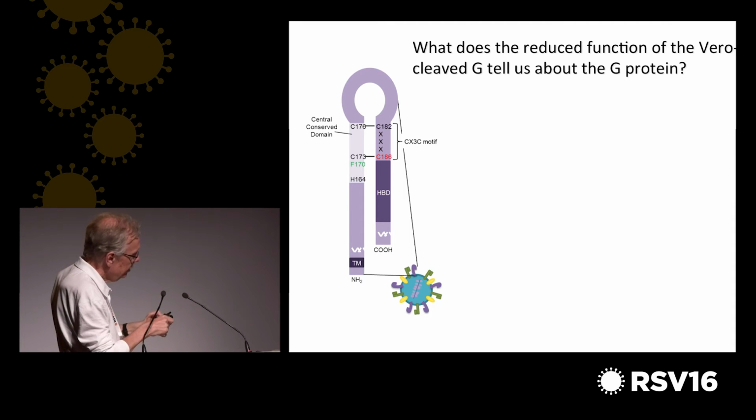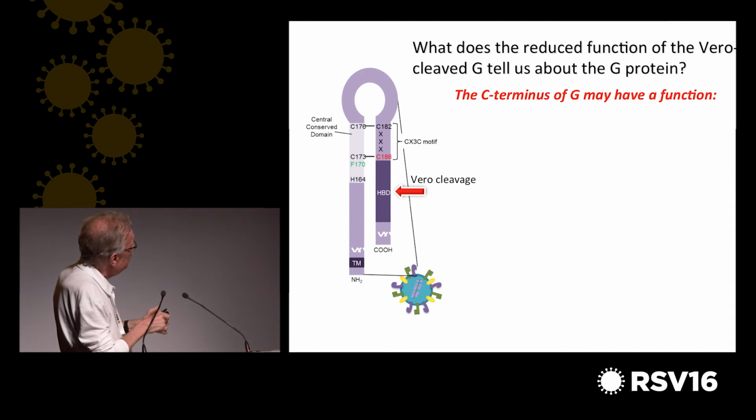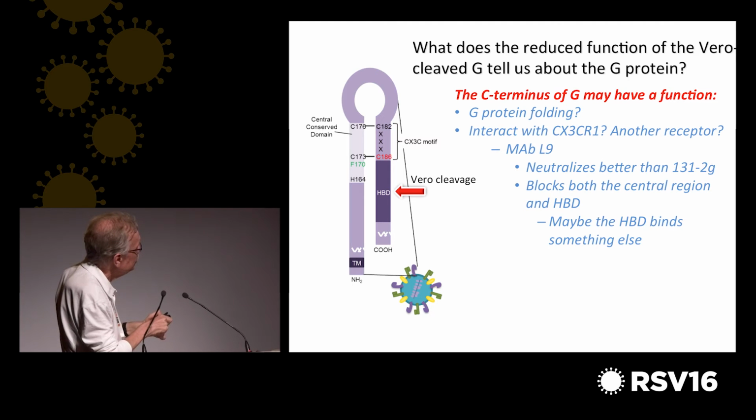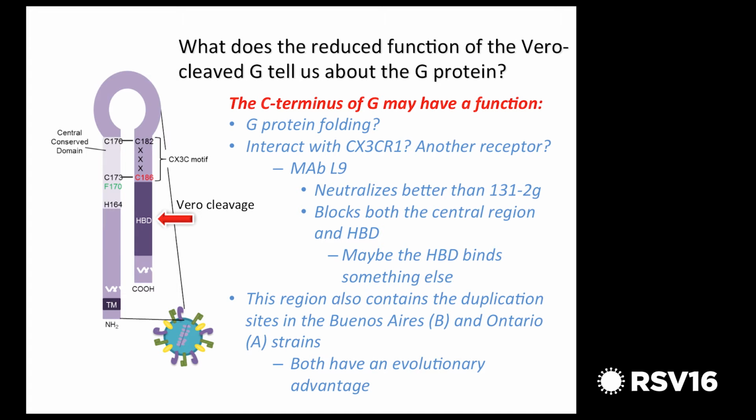And just the last slide here is just to show you, there's our cleavage. And we're wondering now if this C terminus has an effect, because in fact, if it's cleaving here, this whole structure that I spent the first half of my talk telling you about is still there. All we're missing is this part. And so it looks like this part of the protein is going to be important for something. Folding, interacting with this receptor CX3CR1, or something else. We're guessing, but we think that's important.